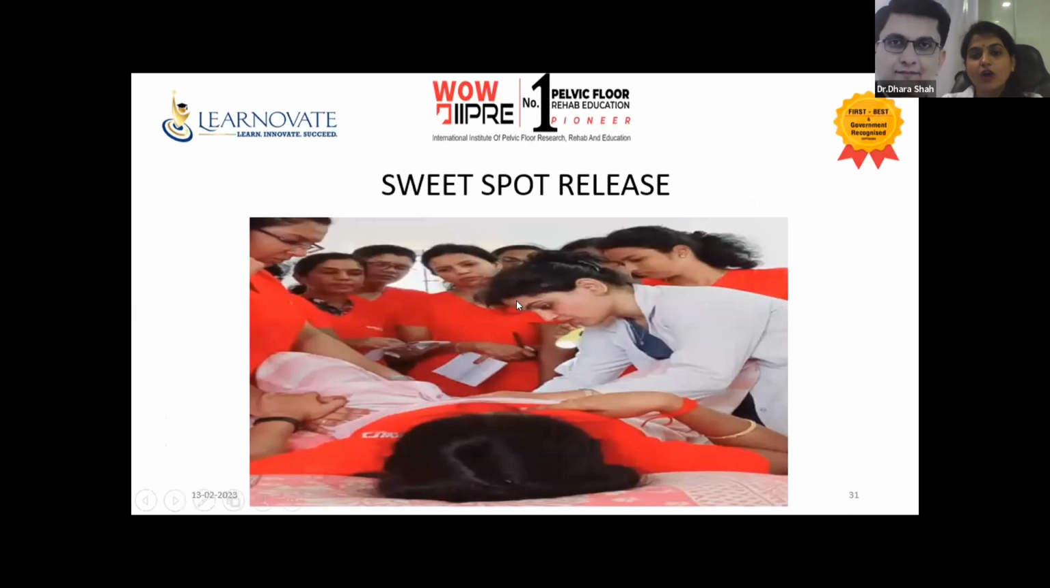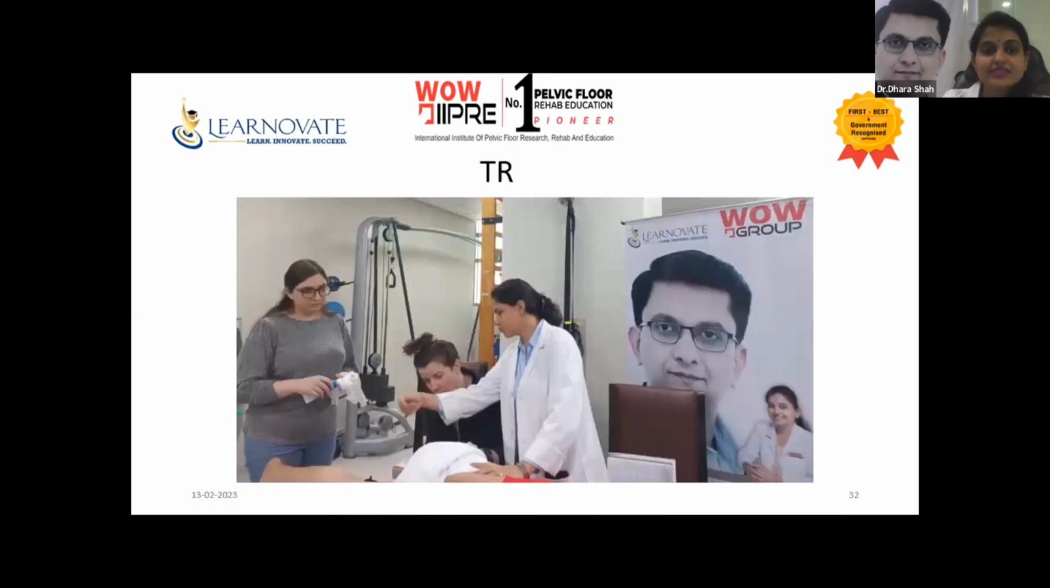This is how we conduct our hands-on workshops. And this is how we teach the patients, the practitioners, to do the sweet spot release upon each other. This was our last session where we even did a transrectal release. This was our Dubai session, which we had with Learnovate on 5th and 6th of November 2022. We are again coming on 18th and 19th of March 2023.